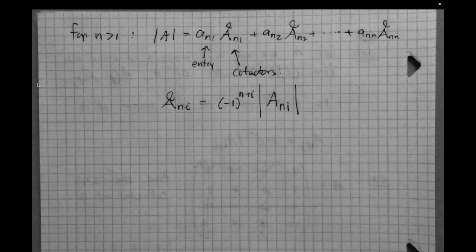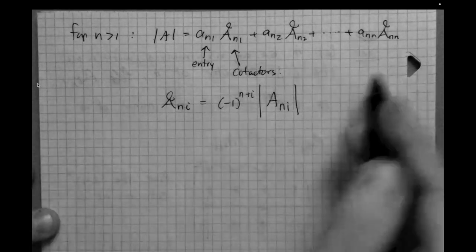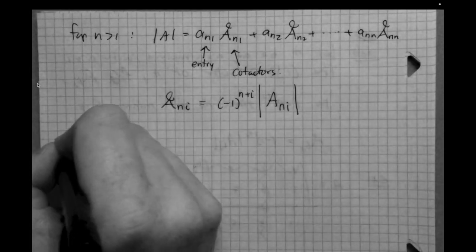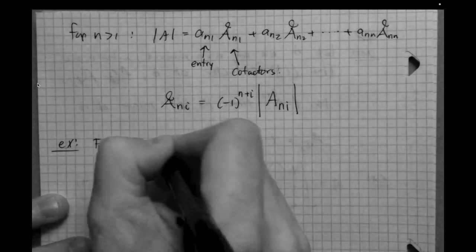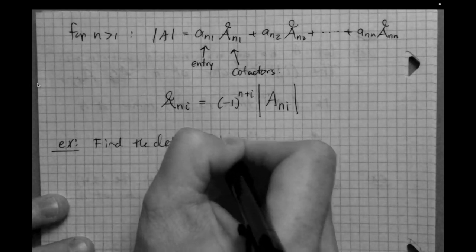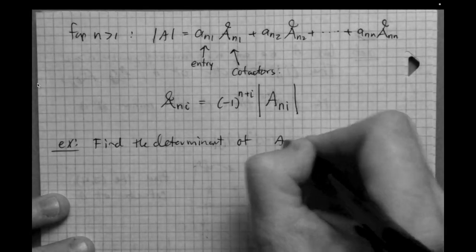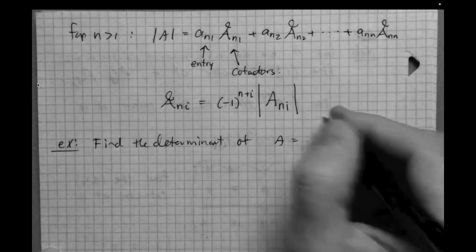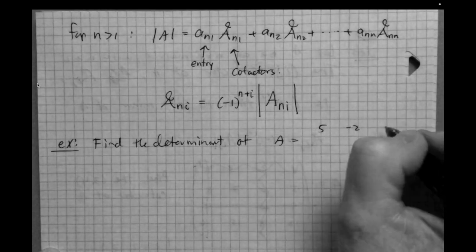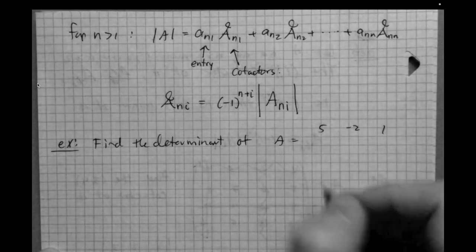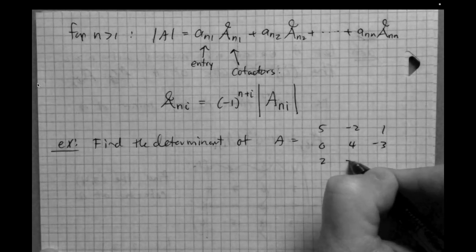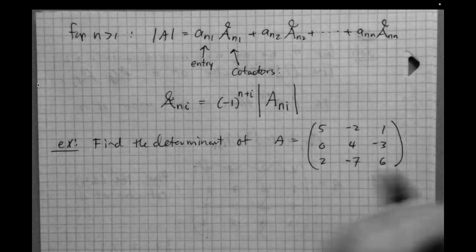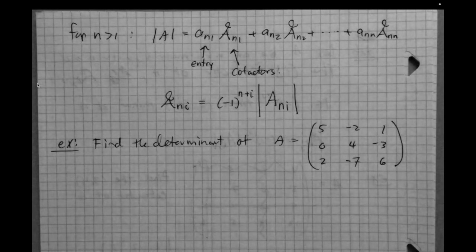Okay, all right, so let's do a concrete example here using this definition. Find the determinant of, and I'm just going to do a 3 by 3. We'll do a 4 by 4 today, but I want to start with this one. It's just a little smaller. So 5, -2, 1, 0, 4, -3, 2, -7, and 6. Okay, so this is our matrix A.